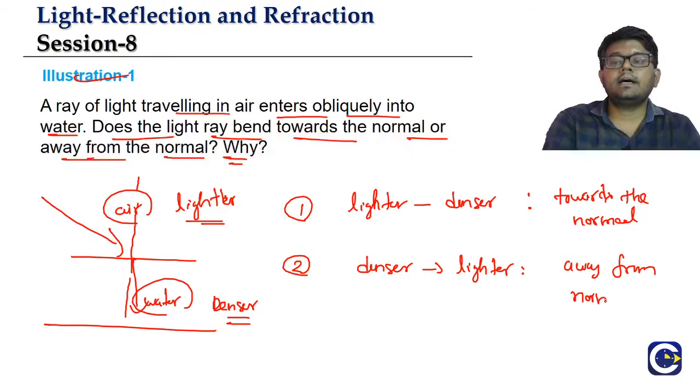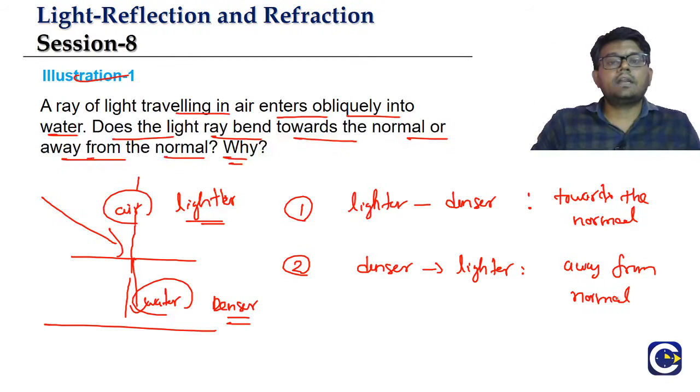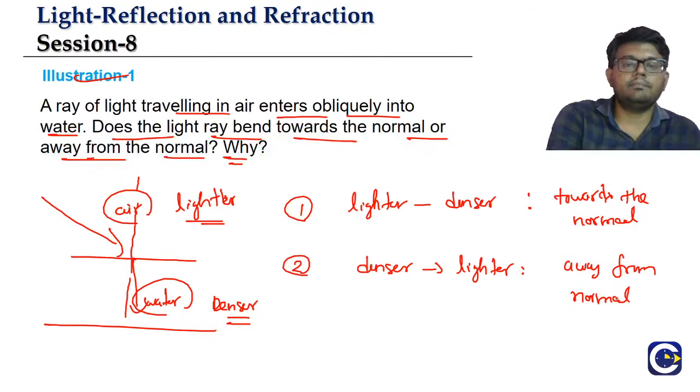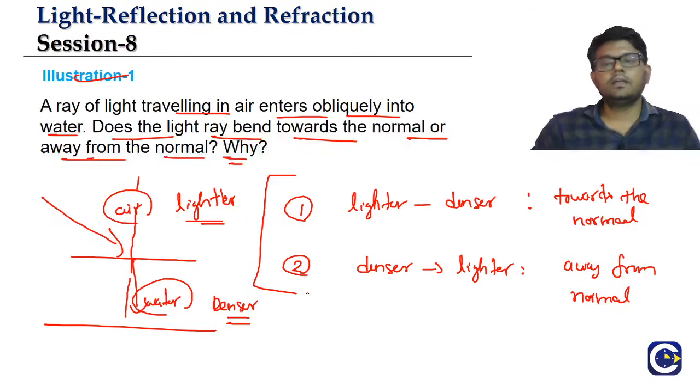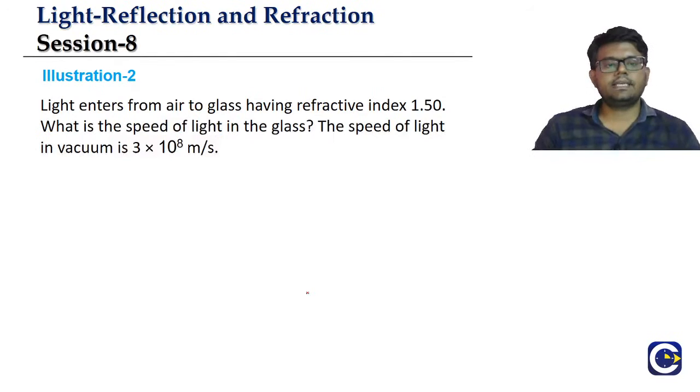Why? Because in the lighter medium the refractive index value is less, which means the light will travel faster there. So this is how we look at the bending of light rays in refraction. When light rays go from a lighter medium to a denser medium, they bend towards the normal, because in the denser medium the speed of light is lesser. When they come from a denser to a lighter medium, they bend away from the normal. Okay, so this is the behavior of the bending of light rays when they move from one medium to another. Let's look at the next question, guys.